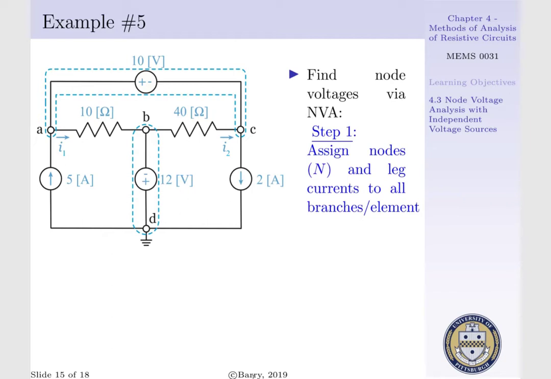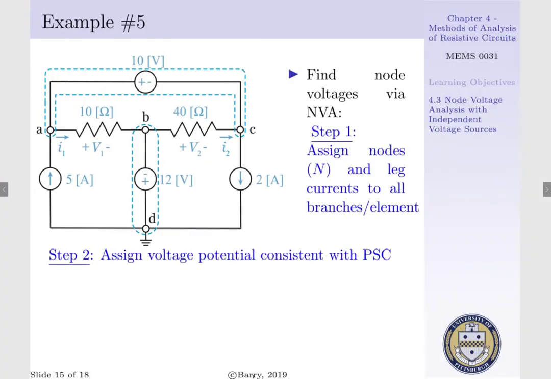I1 runs through a 10 ohm resistor between nodes A and B, and I2 runs through a 40 ohm resistor between nodes B and C. It is noted we have a supernode existing between A and C, and we have a voltage source existing between nodes B and D.